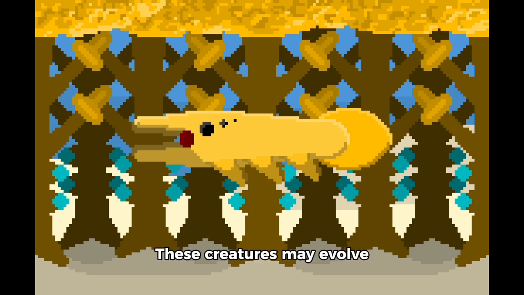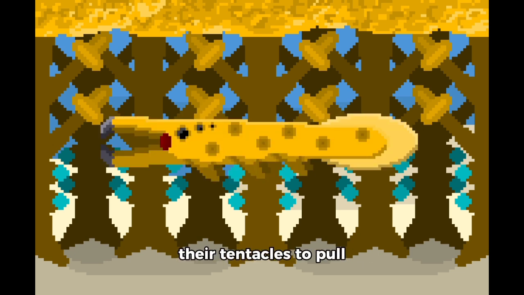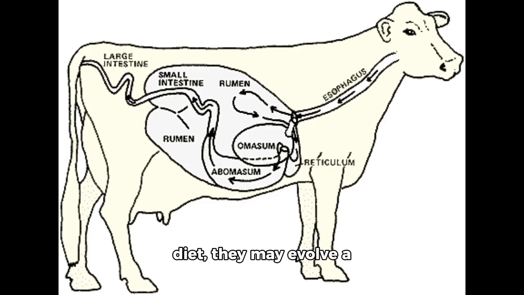These creatures may evolve sharp teeth at the ends of their tentacles to pull off strands of the arbor flava stem and pass it into the mouth. Due to their nutrient-poor diet, they may evolve a more complex digestive system to be able to extract as much of the little nutrients as possible.